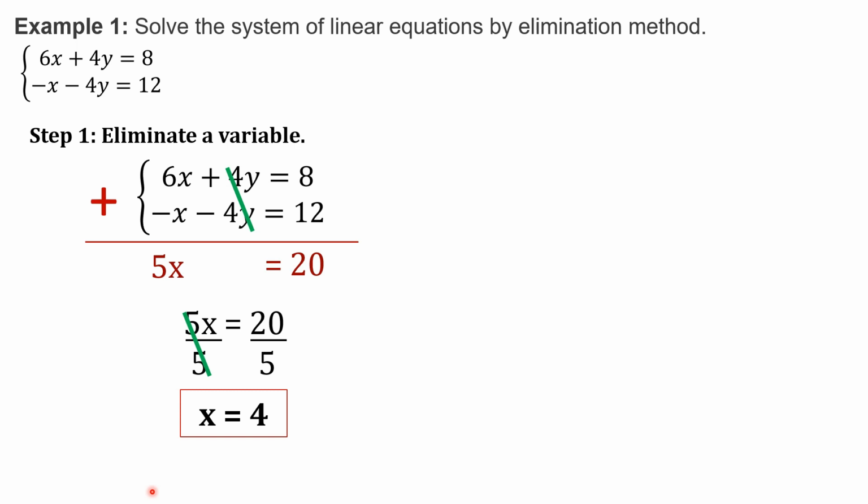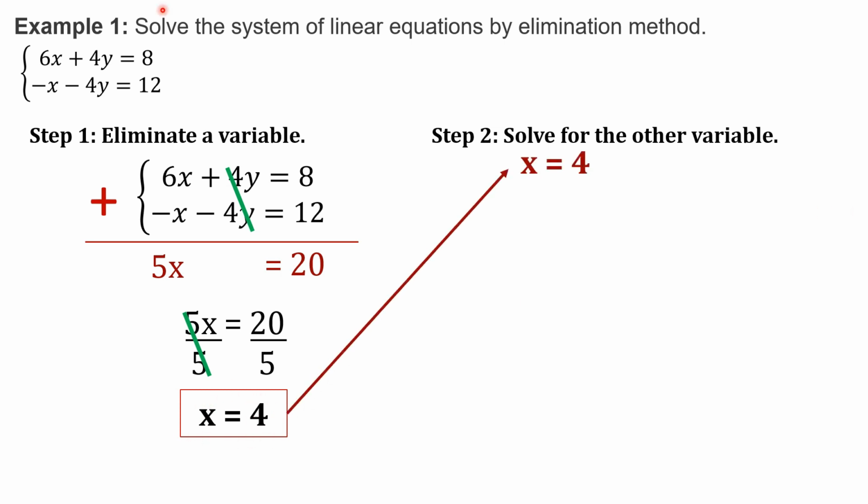And then, for the second step, we have to solve for the other variable. Since we have solved for x, therefore, in the second step, we will solve for y by using the value that we have obtained here. We will use x is equal to positive 4. Then, choose any of these two equations. You can use the first equation or you can use the second equation. Both will give you the same answer. So let us try the first equation.